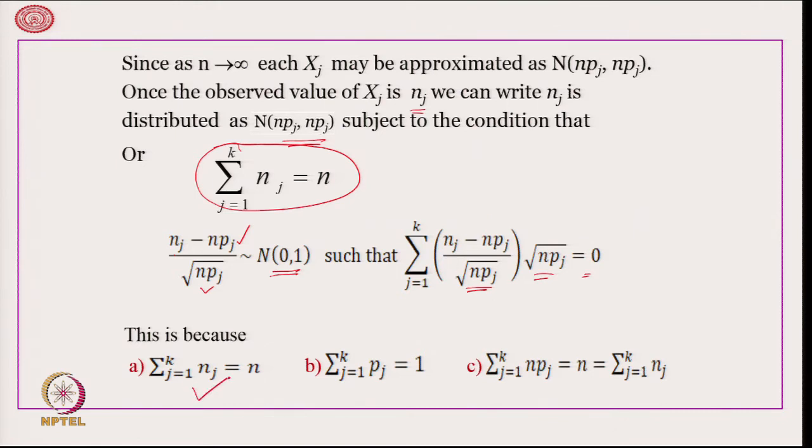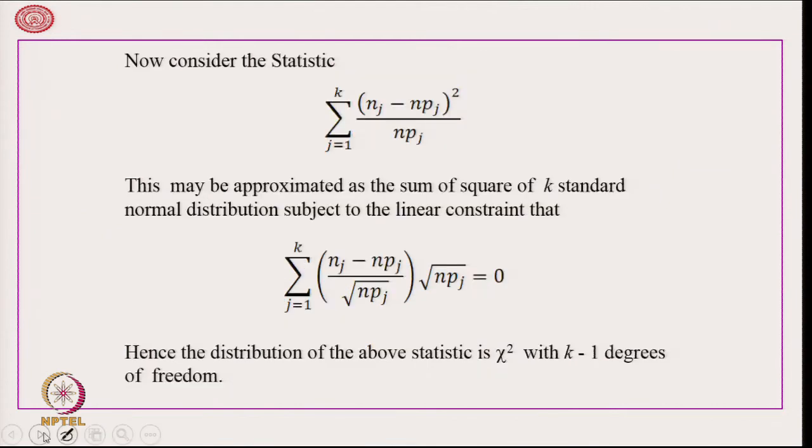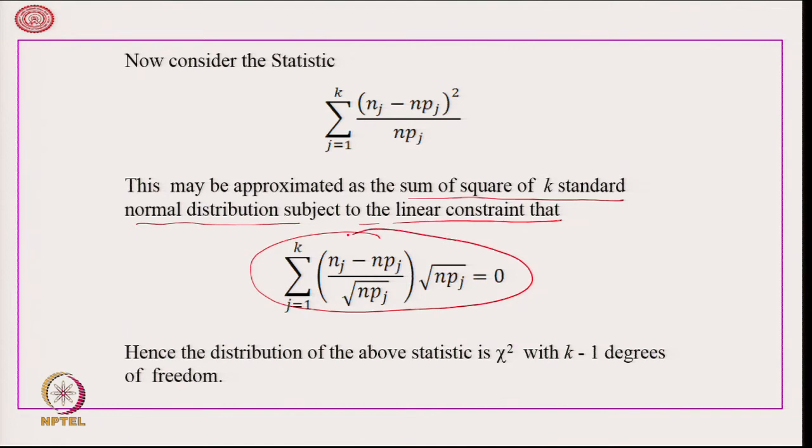Because sigma Nj is equal to n, sigma Pj is equal to 1 and sigma Npj is equal to n, where Nj is the observed value of the Xj. Now consider the statistic (Nj minus Npj) whole square divided by Npj. This may be approximated as the sum of squares of k standard normal variables subject to the linear constraint that the sum over k of (Nj minus Npj) upon root over Npj multiplied by root over Npj is equal to 0.